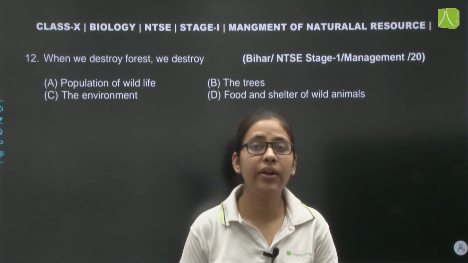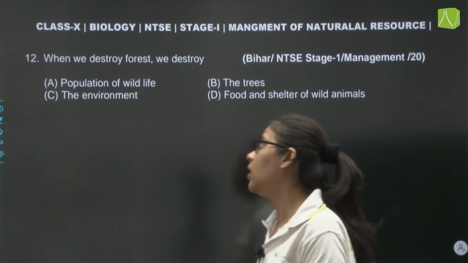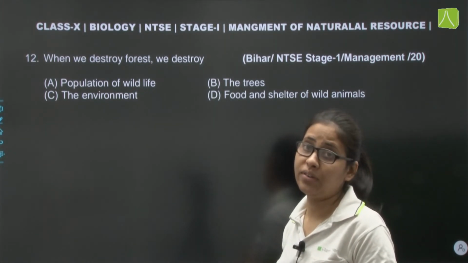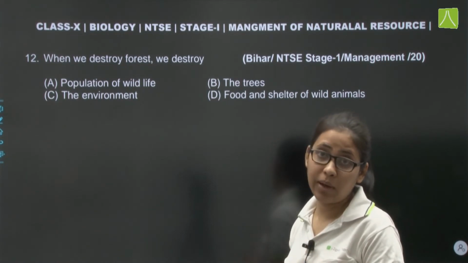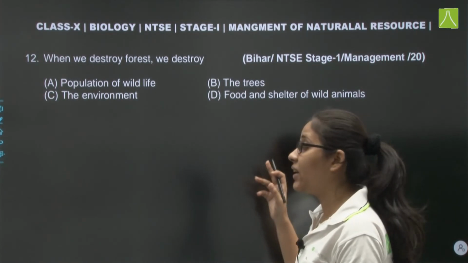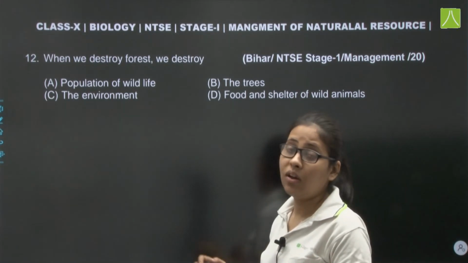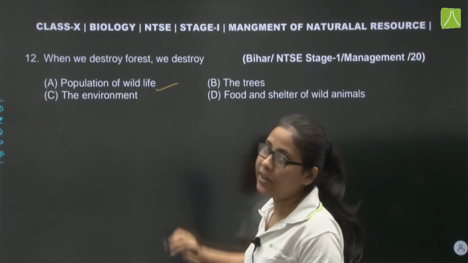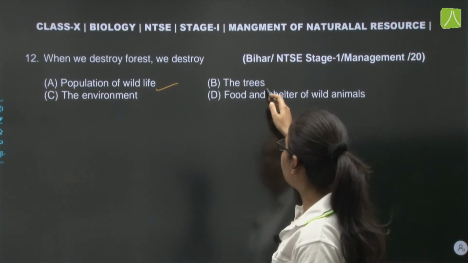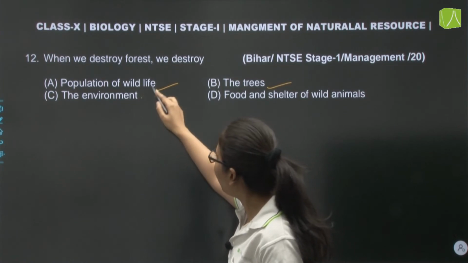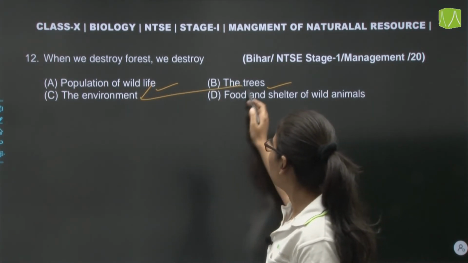So both these components form the environment. So, whenever we destroy a forest, we are destroying both the components, that is the biotic as well as the abiotic component. So the correct appropriate answer over here is population of wildlife is depleted. This is true. The trees are also depleted. The environment consists of wildlife as well as trees.